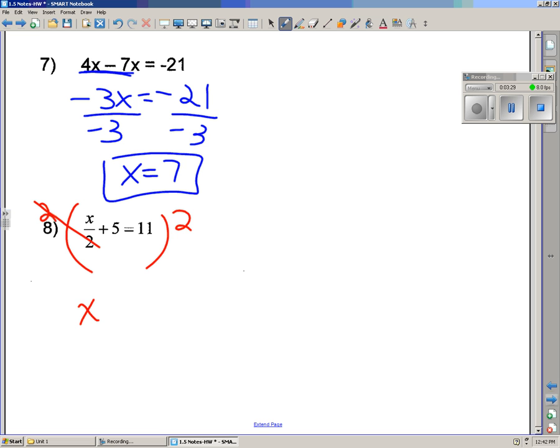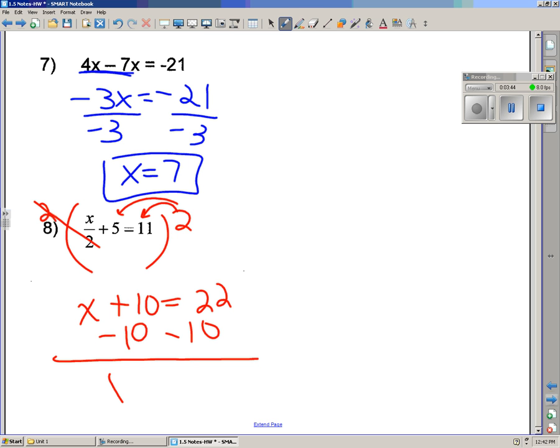That was the only denominator, so I can't forget to distribute the 2 through the rest of the problem. Then I've got what is 2 times 5, or plus 10, and what is 2 times 11, or 22. Now I have a nice equation with no fractions. Subtract 10 on both sides, and x is going to be equal to 12. Good check for that. Taking 12 divided by 2, which is 6, added by 5, that's 11, and all is good.